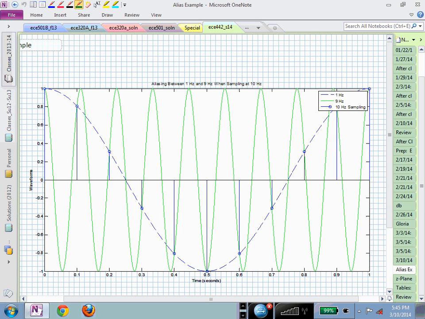We're sampling at 0.1, 0.2. That's these, let's say, stem plots with the circles at the end of the stem. The stem values are right on this 1 hertz waveform. If we sampled that fast and underlying we had a 9 hertz waveform, we wouldn't be able to tell whether that was a 9 hertz signal or a 1 hertz signal. The 9 hertz is aliased to look like the 1 hertz.